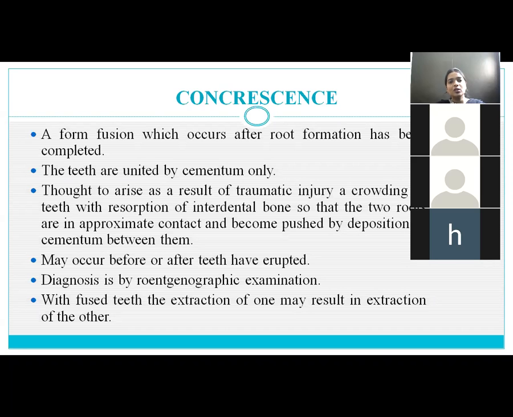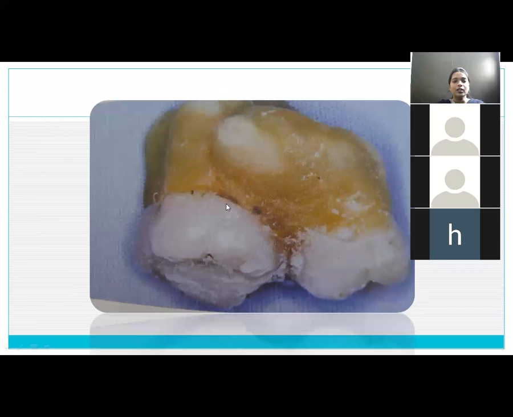In simple language, concrescence is teeth united by cementum. Why? Because there is trauma, there is crowding of the teeth that leads to loss of interdental bone. So the two teeth are in approximate contact and they are joined, or there is a fusion, and they are united by cementum only. It may occur before or after teeth have erupted. The diagnosis is by radiographic examination, and in fused teeth, extraction of one may result in extraction of the other. This is the clinical feature.